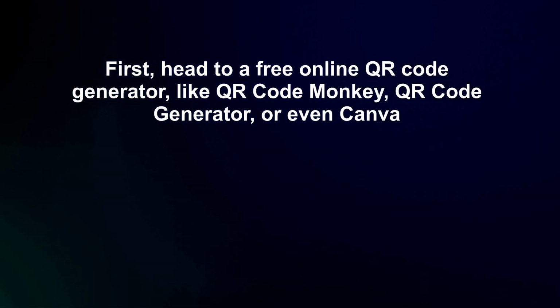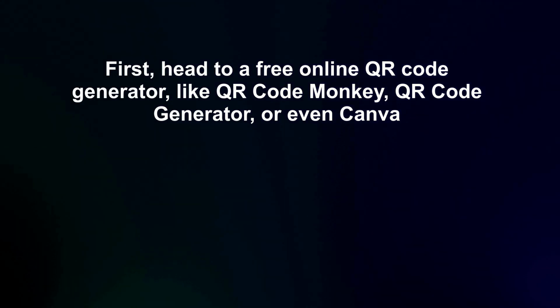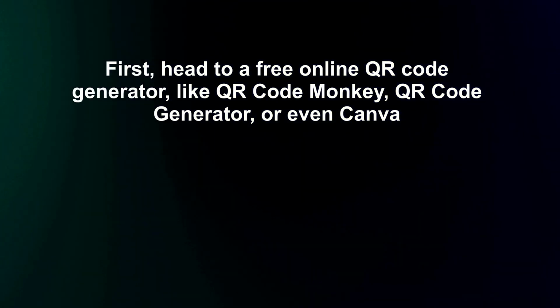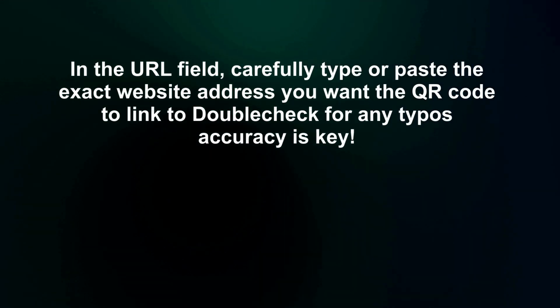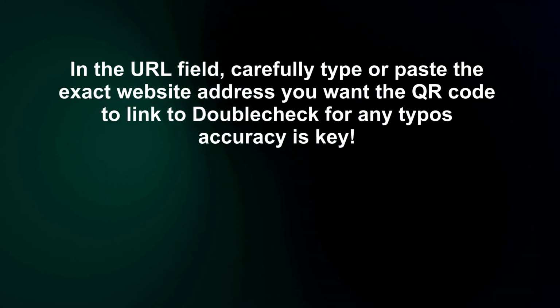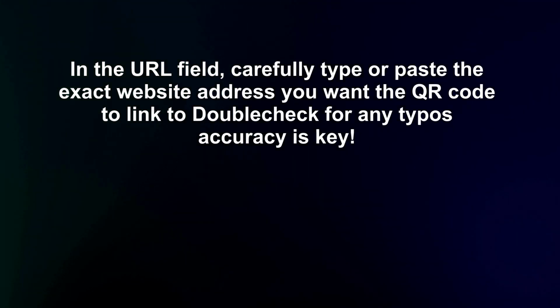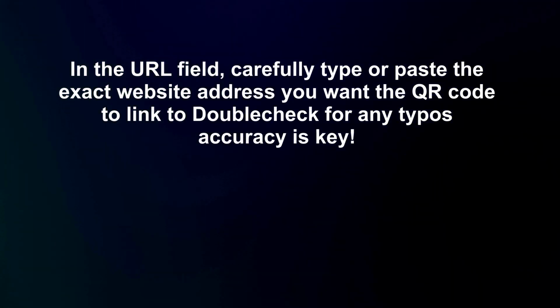First, head to a free online QR code generator, like QR Code Monkey, QR Code Generator, or even Canva. In the URL field, carefully type or paste the exact website address you want the QR code to link to. Double-check for any typos. Accuracy is key.